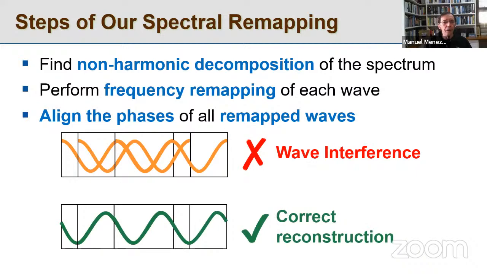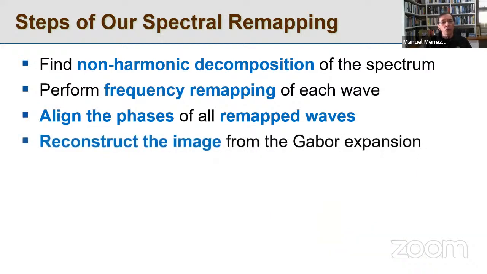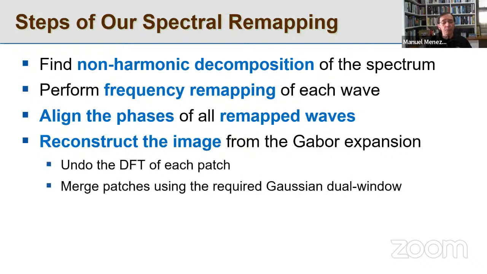Well, we've seen that after this point, we are pretty much ready to reconstruct the image from the individual patches. So we're going to do this from the Gabor expansion that I mentioned previously. At this point, you need to remember that we have performed some operations that have to be undone. So we need to undo the GFT applied to each one of those patches. And then we also have to compensate for the multiplication by the Gaussian window. So we have to multiply by its dual window. And this is pretty much the entire algorithm.